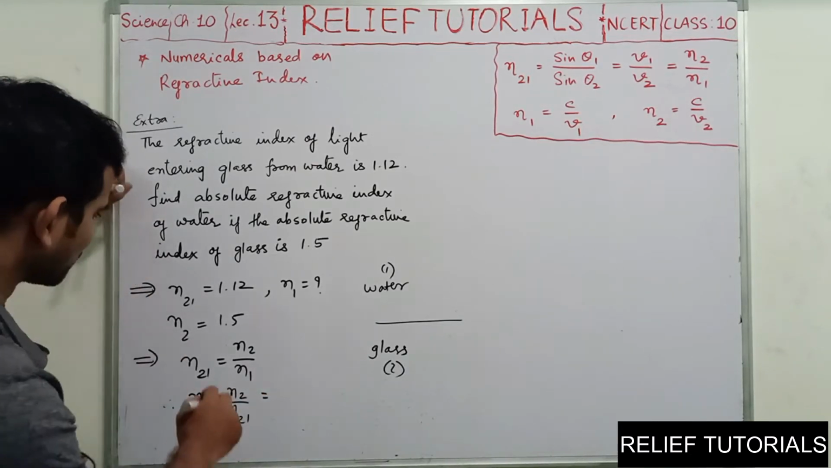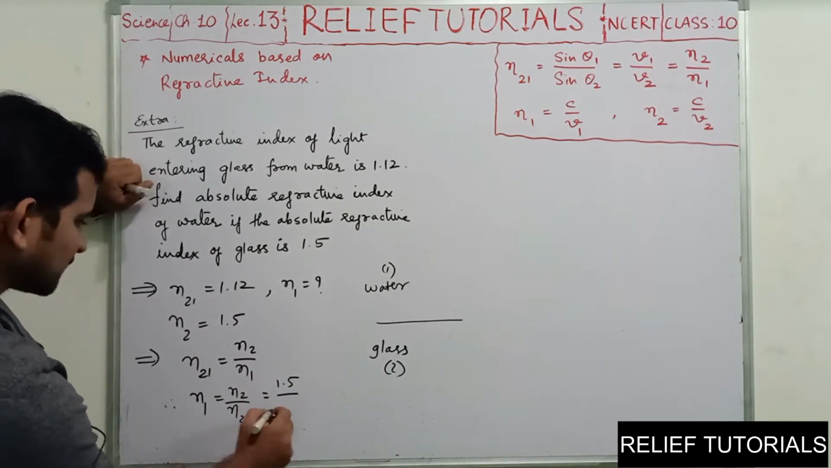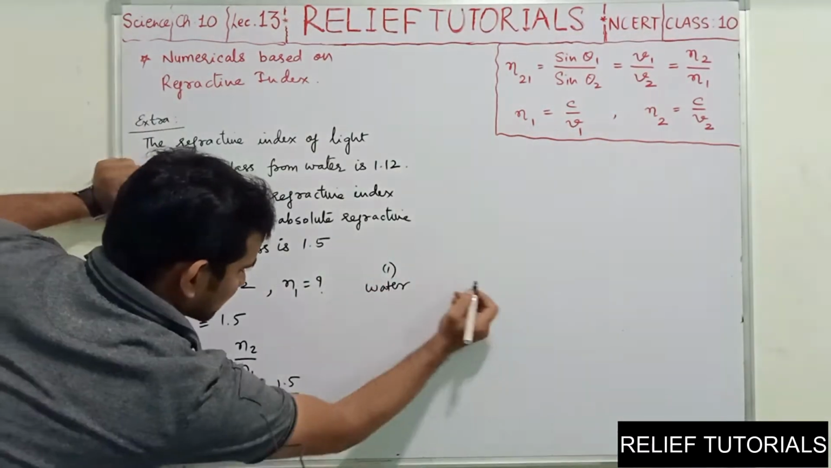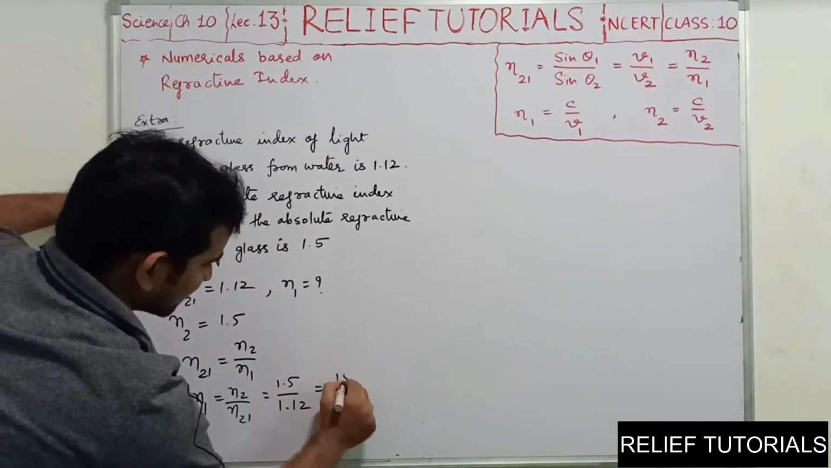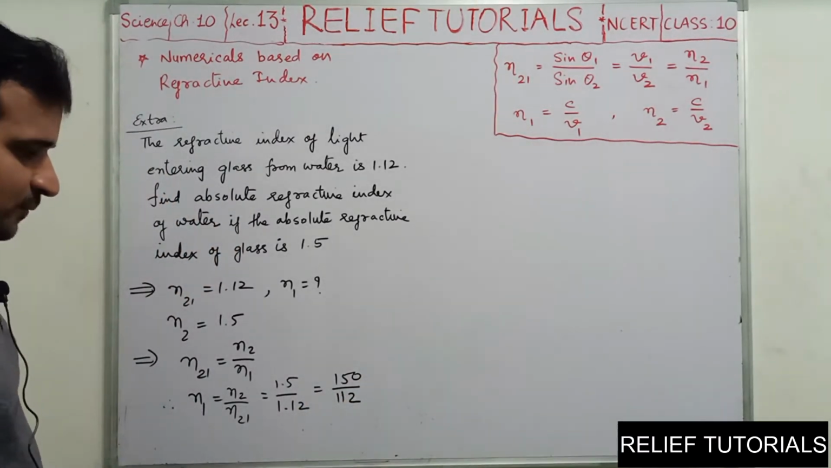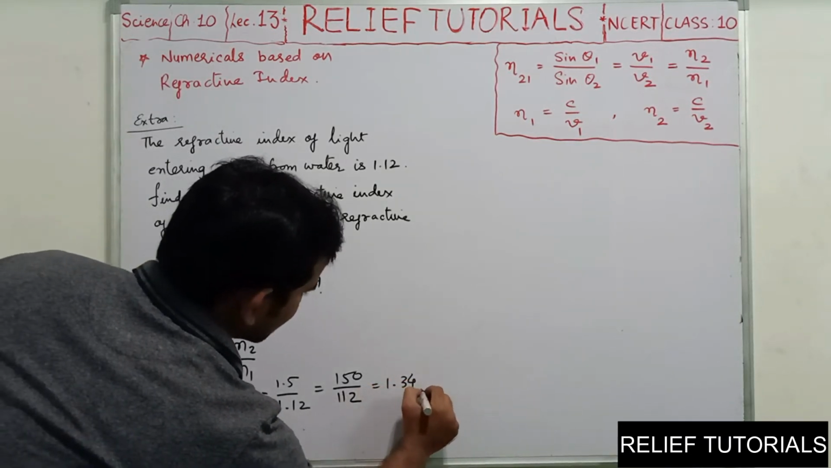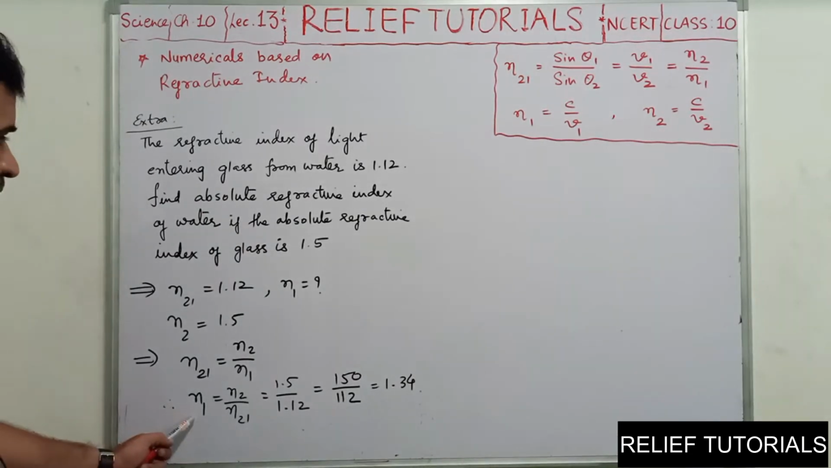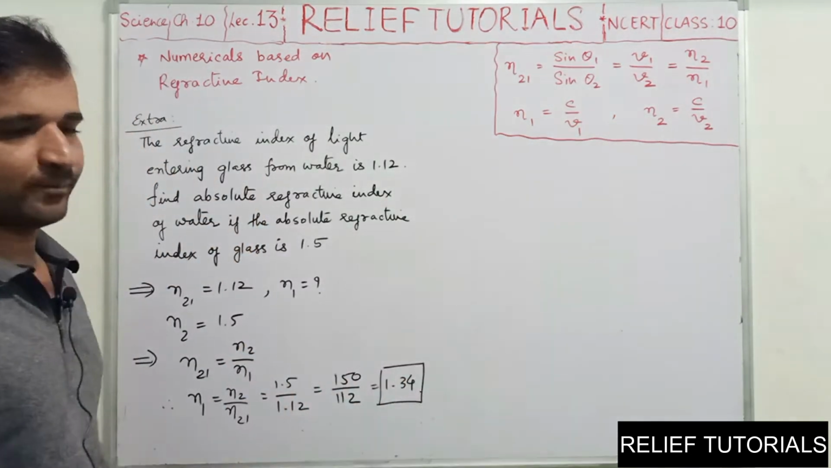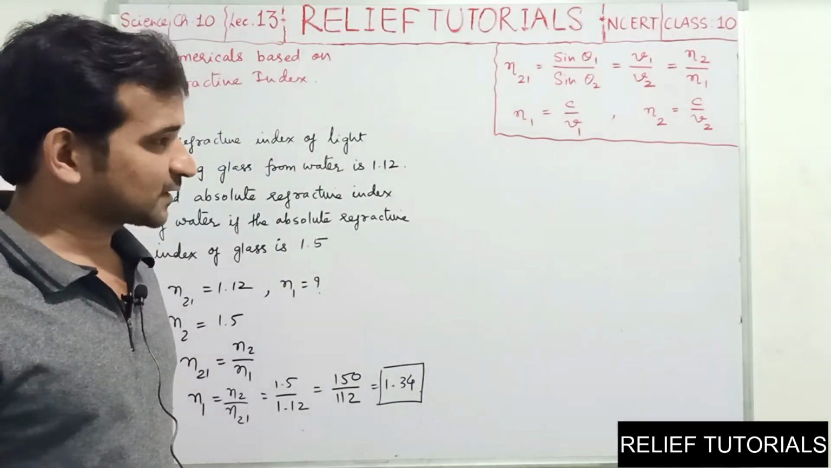Put the values. Eta 2 is 1.5 and eta 21 is 1.12. So it will be 150 by 112. The division of this gives the answer 1.34. So eta 1, the absolute refractive index of water, is 1.34. So these are some very easy problems of refractive index.